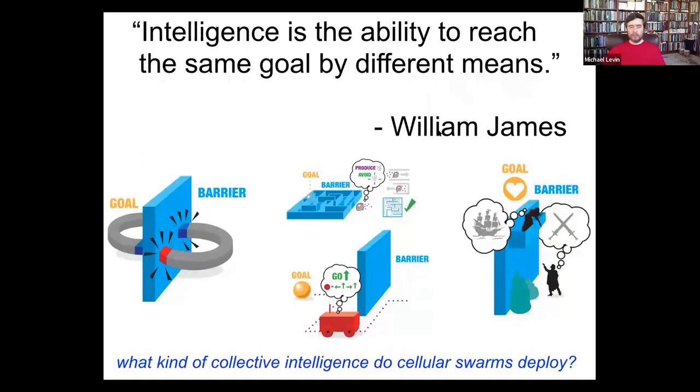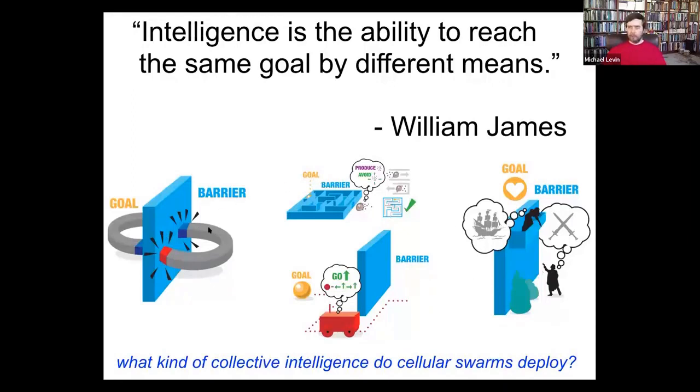This is William James's definition. It's the ability to reach the same goal by different means. So what we have here is a continuum, and James actually talks about this, the continuum between two magnets trying to get together and Romeo and Juliet trying to get together. The difference being that these magnets, if separated by a barrier, are never going to go around and meet each other because they don't have the ability for delayed gratification. They cannot go further away from their goal in order to later do better. Romeo and Juliet have all kinds of ability of planning and so on.